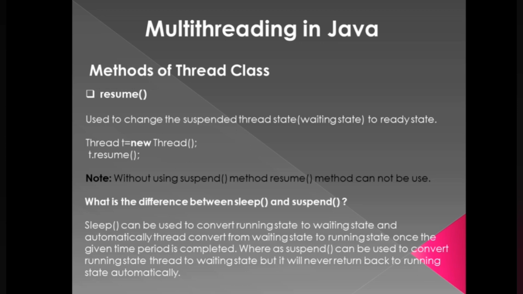So one question that arises in your mind is: what is the difference between the sleep and suspend methods? Let's discuss this. Sleep can be used to convert a running state thread to waiting state, and the thread automatically converts from waiting state to running state once the given time period is completed, whereas suspend can be used to convert a running state thread to waiting state, but it will never return to running state automatically. So that is the difference between sleep and suspend. I hope you understand that. Let's move to the next slide.